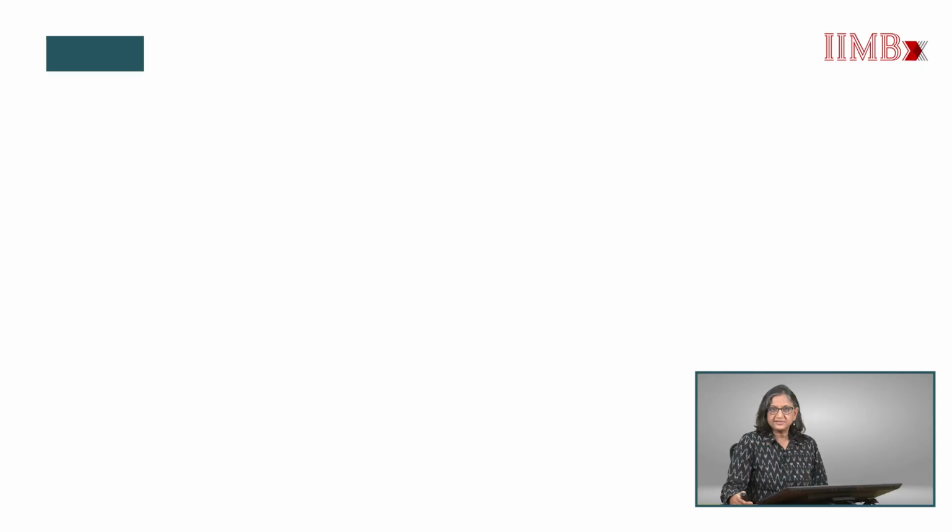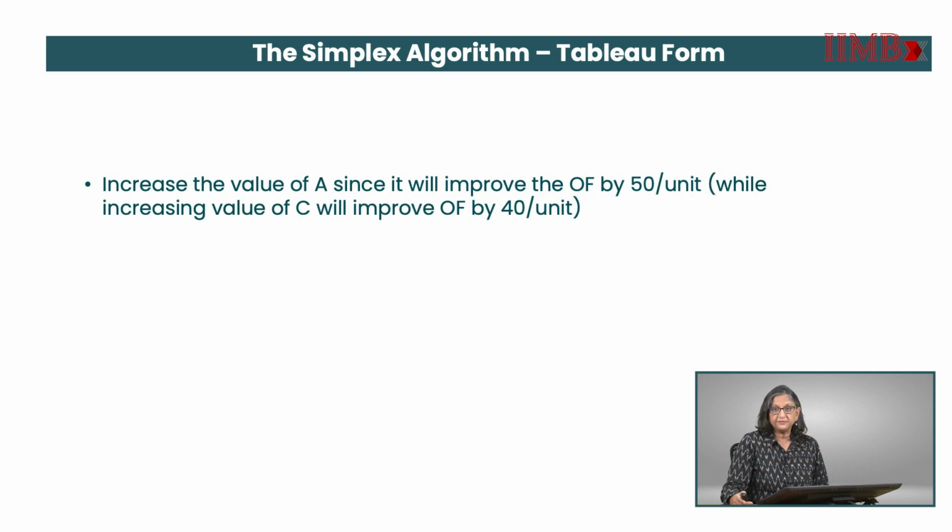Now, this was the first corner point that we started from. The question is, can we move to another corner point which is better than this one? Well, yes, we said we can increase the value of A or C, and both of us will take us to a higher objective function value. Let's say we decide to increase the value of A, since it will improve the objective function by 50 per unit, compared to C, which will only improve it by 40 per unit.